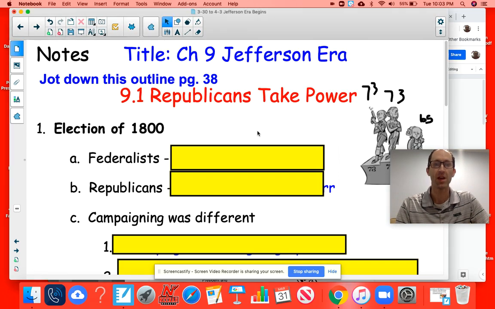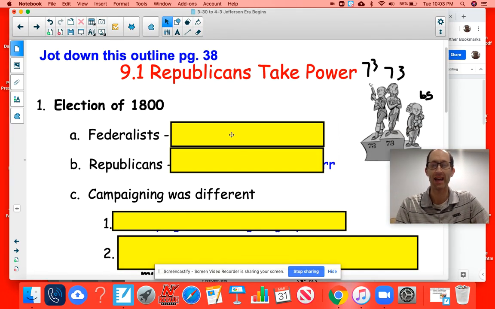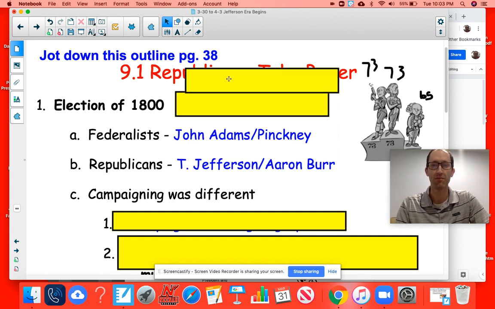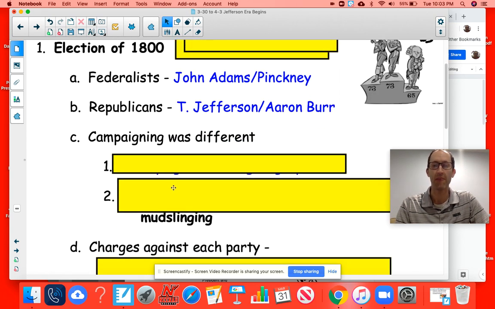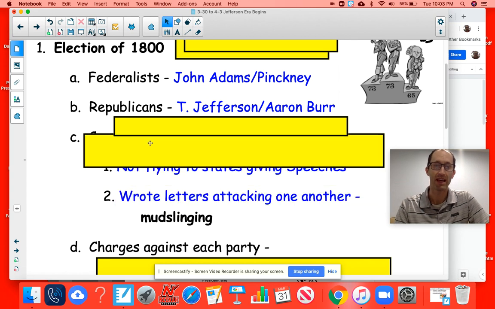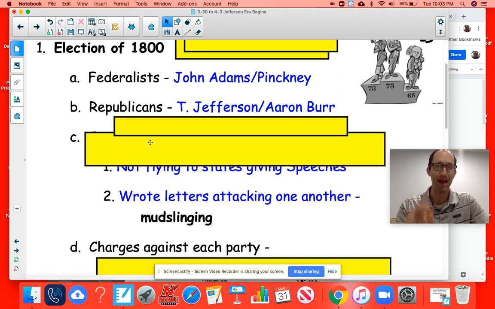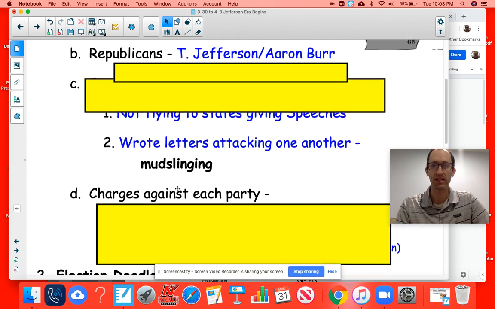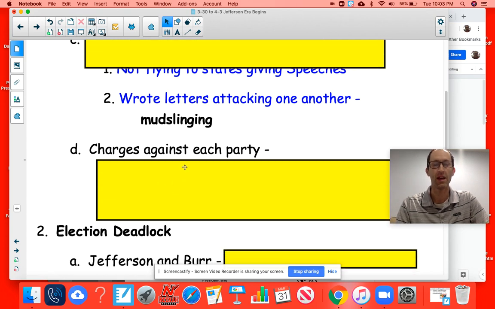Pause as needed. The election of 1800 ended in a tie. It was the Federalists versus the Republicans. Write those names down. Campaigning was different. We didn't fly around states like Biden and Sanders are doing, giving speeches. Actually, they're not doing that right now because of the coronavirus. Instead, they wrote letters, mudslinging, bad-mouthing each other. Jefferson was a great writer. It worked out for him.